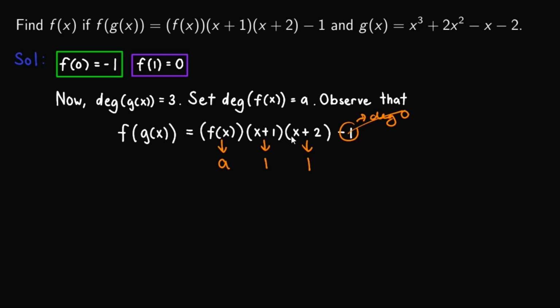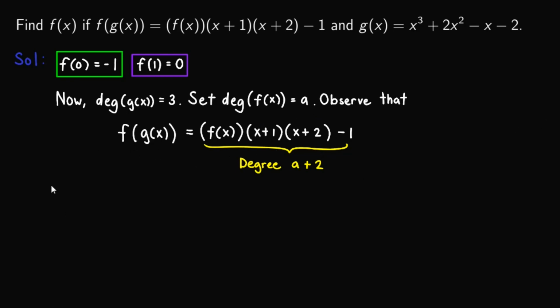Now when we multiply this, take note that by laws of exponents, what we do in exponents is we add them. So we know that the highest degree for this one is a plus 1, or when simplified is a plus 2. So the degree of this right hand side is a plus 2.